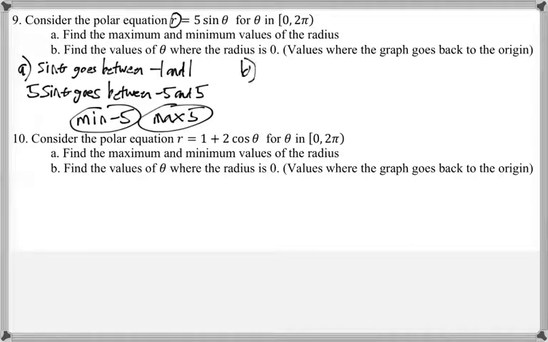For part B, finding the values of theta where the radius is 0, I'm going to set r equal to 0. So if r is 0, then I can set 5 sine of theta equal to 0. And then if you solve and divide both sides by 5, sine of theta is 0. And if you look at the unit circle, where does that happen? That's at 0 and at pi.